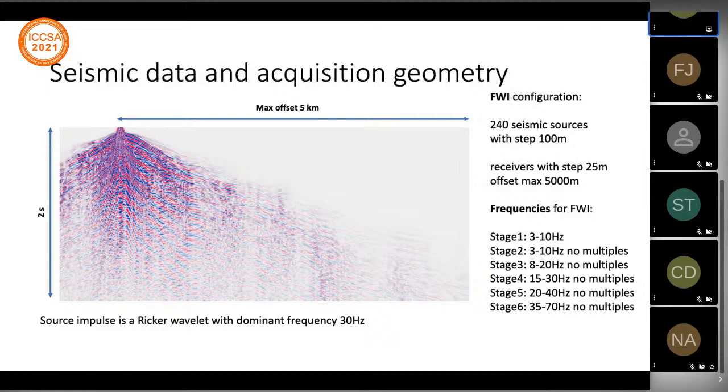The acquisition contains 240 seismic sources. It's a vertical point source type with a step of 100 meters. The receiver step is 25 meters, and the maximum source-receiver offset is about 5,000 meters.